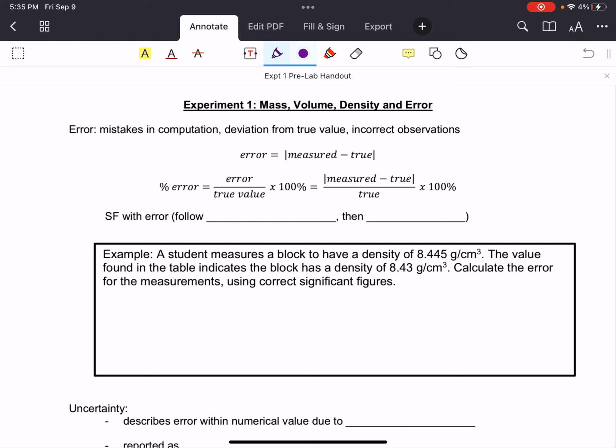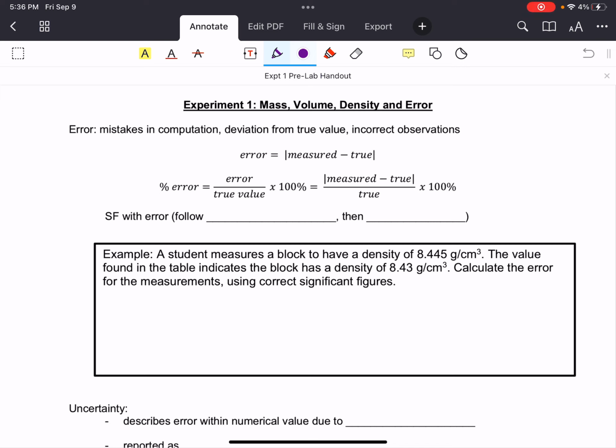So error comes from mistakes in computation, deviation from the true value, or incorrect observations. Typically, what we're really interested in when we're thinking about error is systematic error that comes from the measuring tools. Error is thought of as the absolute value of the measured minus the true value. We can also calculate what's called the percent error if we compare the difference between the measured and the true against the true, and usually this is reported as a percentage.